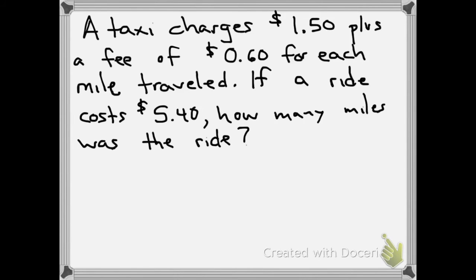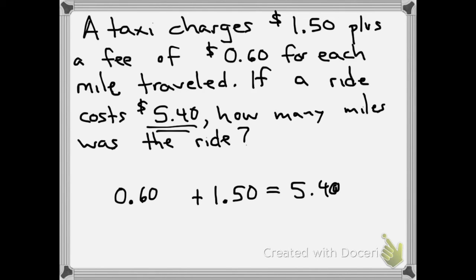So the $1.50 is a flat rate. We know that we're going to get charged that no matter what. So we can write that down. That is not dependent upon how many miles that we ride. We also know that the total cost is $5.40. What could change is the 60 cents dependent upon the miles. So what's going to change? Well, we multiply by however many miles that we travel, which we actually are trying to figure out.